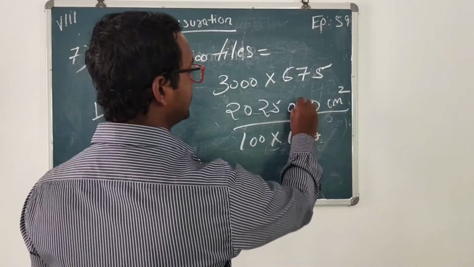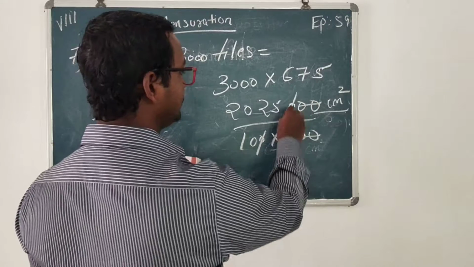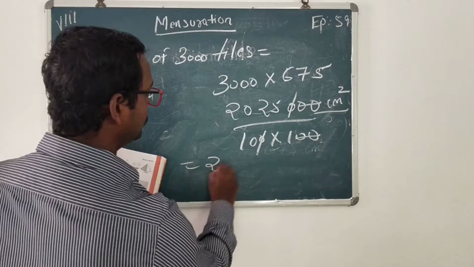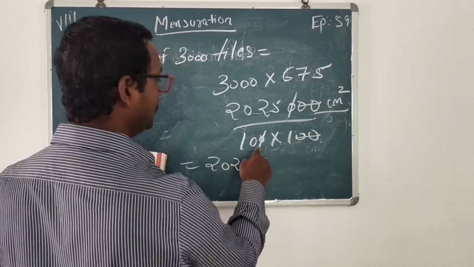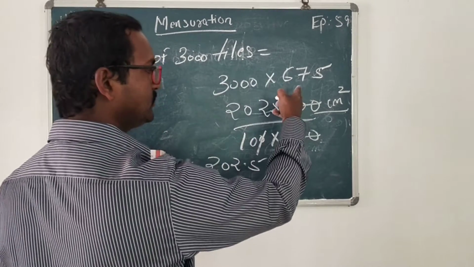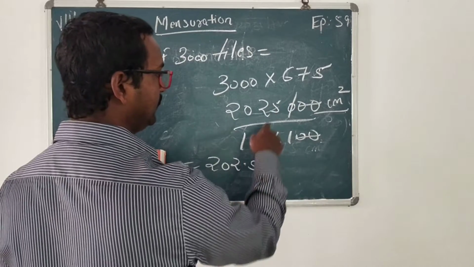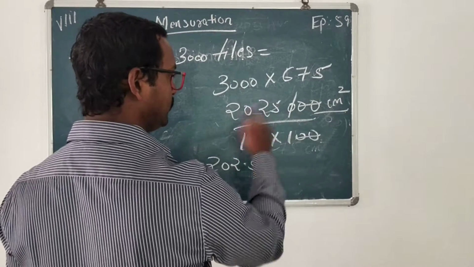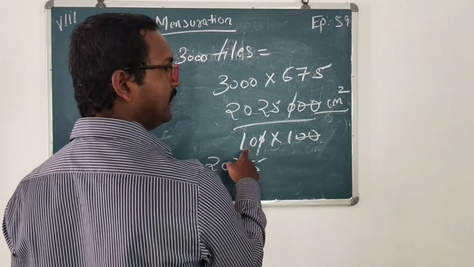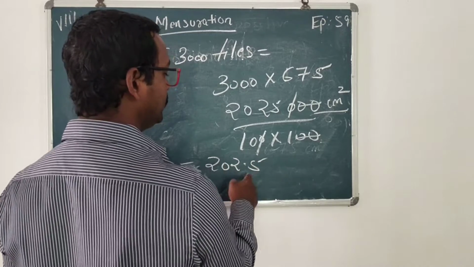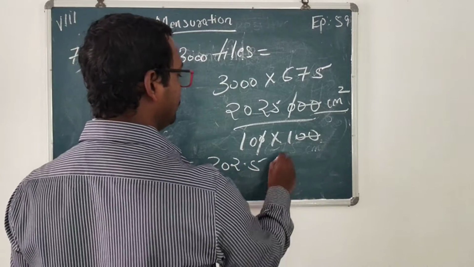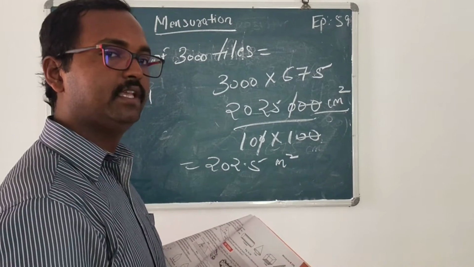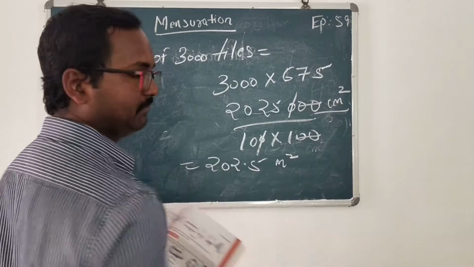So we cancel these two 0s, and we cancel this 1 0, and finally 2025 divided by 10 is 202.5. We can convert the fraction to a decimal. So when we do that, we have to put the decimal one position towards the left because we have 10 in the denominator. So 202.5 meter square is the entire area of the 3000 tiles in meters.